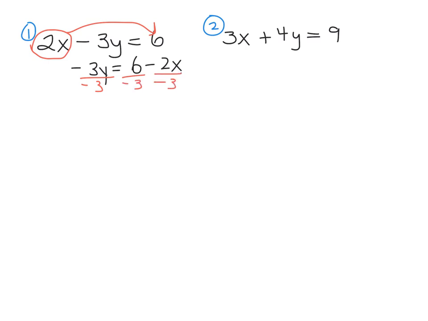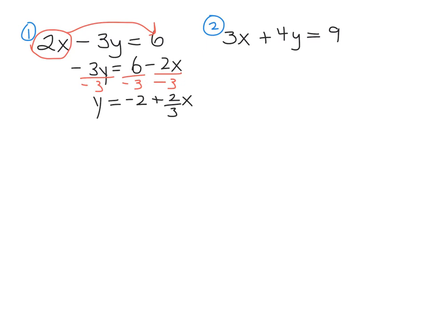So if I were to do that, that would leave me with y equals, and then I've got 6 divided by negative 3, which is negative 2. And then I've got negative 2 divided by negative 3. So I know that 2 over 3, or 2 divided by 3, is not going to divide nicely. I cannot leave it as a decimal, so all I can do is leave it as a fraction in lowest terms.